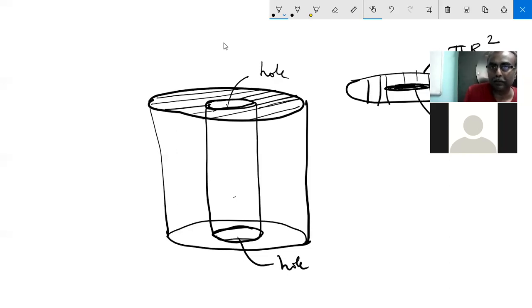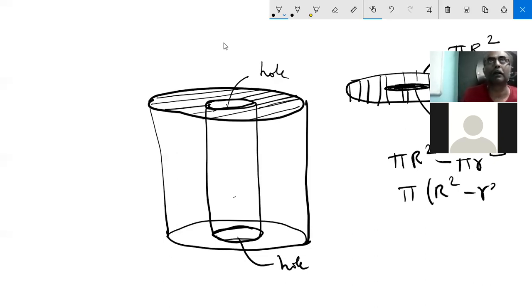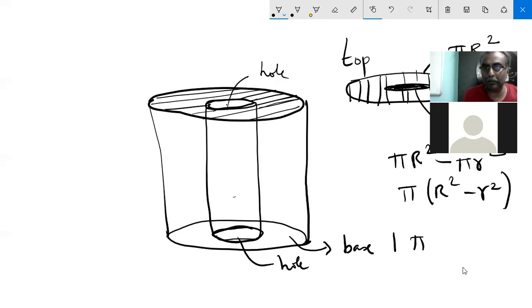Understand? Okay, sir. Very easy. So what you have to do? Pi R squared minus pi r squared. That means pi into R squared minus r squared. Okay. Now இது என்னன்னா இது மேல மாத்திரம் தான், only on top. Only top lid இது. Bottom also has the same problem. Base also same problem. Okay. Base also you have to add one more pi into R squared minus r squared.